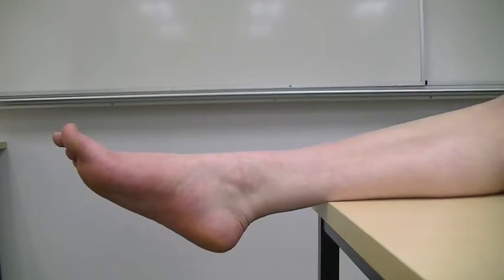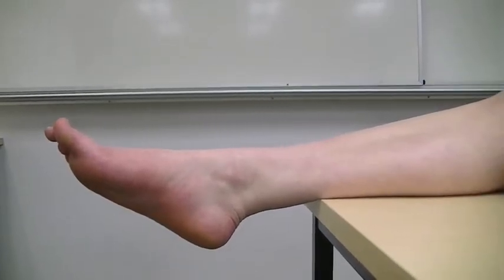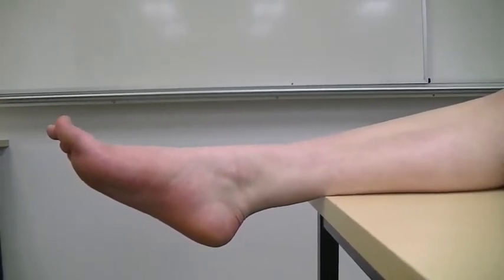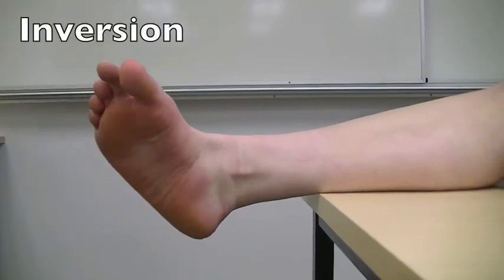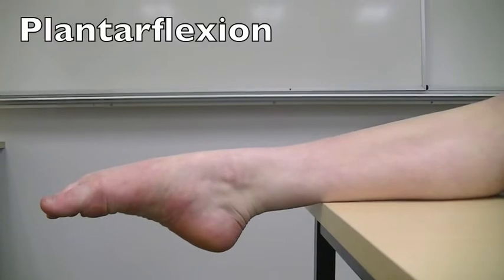So our first exercise is the alphabet exercise. The purpose is to increase the range of motion of the ankle, and this would be done during the early proliferation phase of healing. To perform this exercise, the ankle is brought through a variety of different movements, such as eversion, inversion, plantar flexion, dorsiflexion, and ankle circumduction.